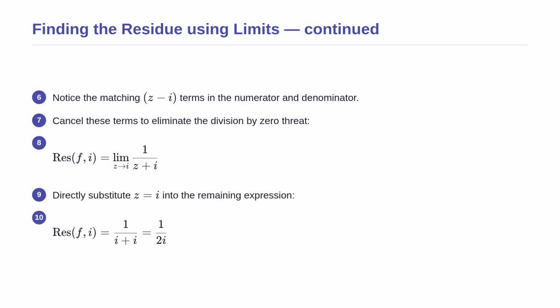This step reveals why the limit formula is such a clever trick. We now have a z minus I term in the numerator and a matching term in the denominator. These two terms perfectly cancel each other out. After cancelling, we are left with a much simpler, well-behaved expression. The division by 0 threat has been completely eliminated. Because the function is now safe, we evaluate the limit by directly substituting z equals I into the remaining expression, giving us 1 over 2i.